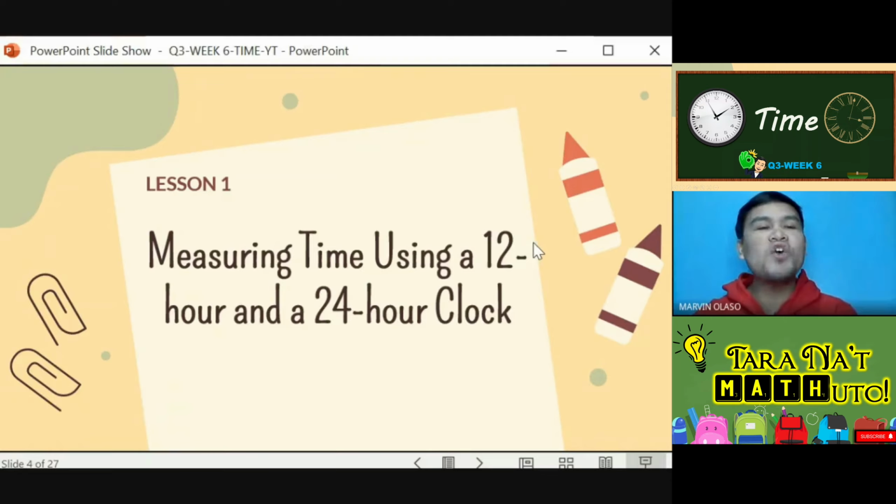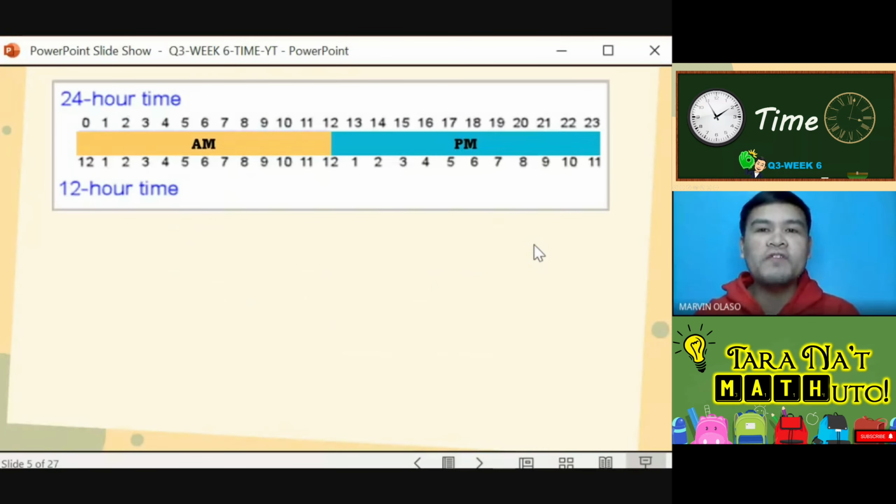Ayan. We are so familiar na with the 12-hour clock system since this is the usual format that we are using. Diba? Meron tayong AM at saka PM. AM stands for anti-meridian, means this time is after 12 midnight and before 12 noon. Yun ang ibig sabihin ng AM, anti-meridian. Yung PM naman means post-meridian, means this time is after 12 noon and before naman the 12 midnight.